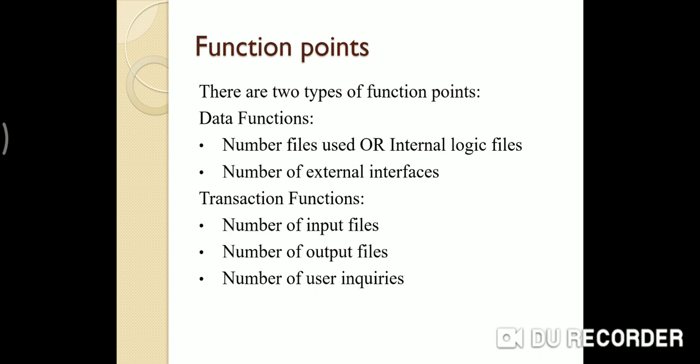Transaction functions are made up of the processes that are exchanged between the user and the external applications, and that are of three types: number of input files, number of output files, and number of user inquiries. The first one is what? Number of input files. It is a transaction function in which the data goes into the application from outside the boundary to inside. Okay, this data is coming external to the application.